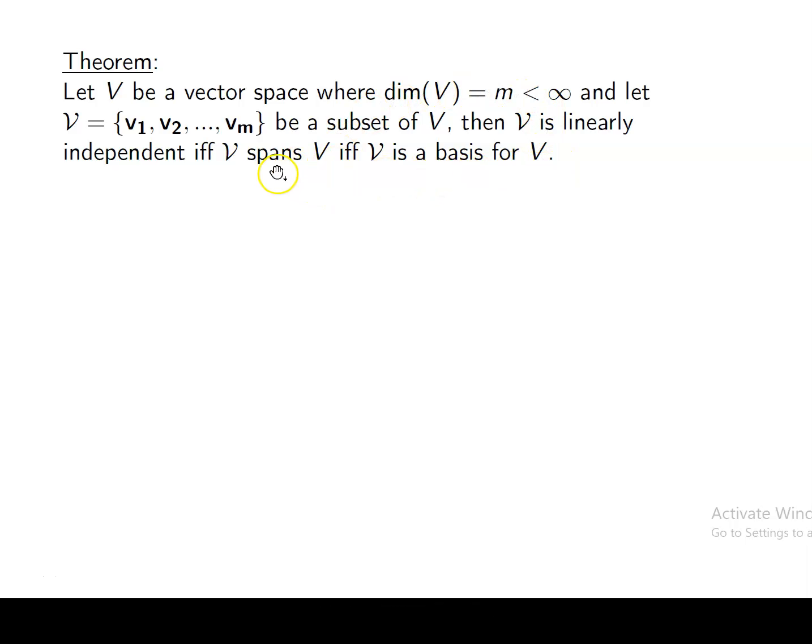So this has to be true. The if and only ifs are because the dimension of V is m. I have m vectors. The only way for these to be linearly independent is if they span, and if they span, then they are linearly independent, and they span, so they are a basis. Okay, so let's do an example.